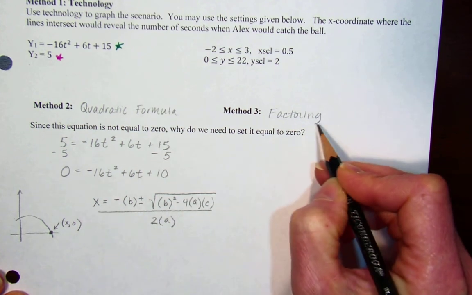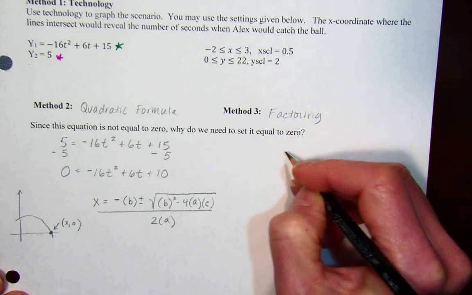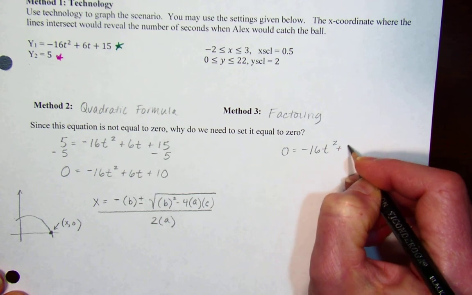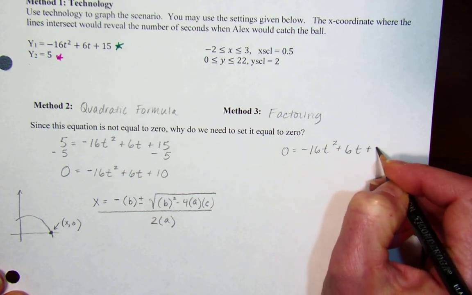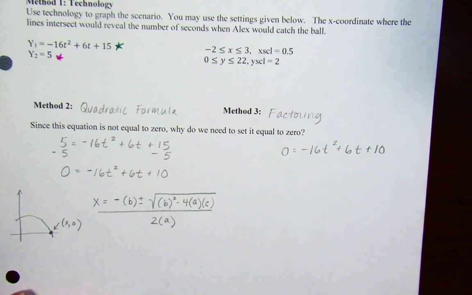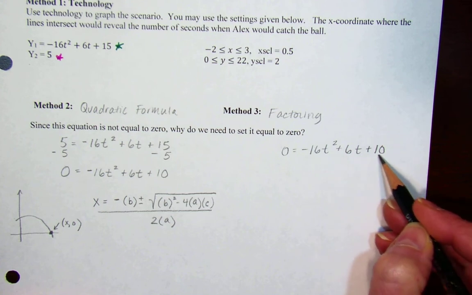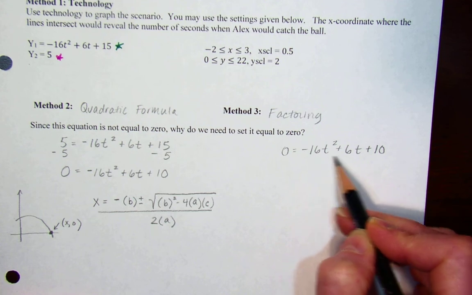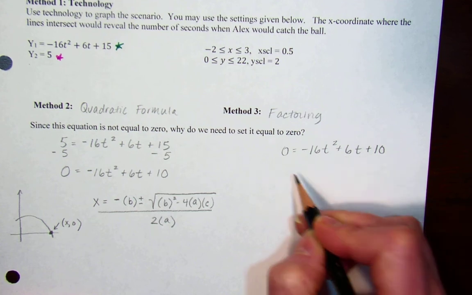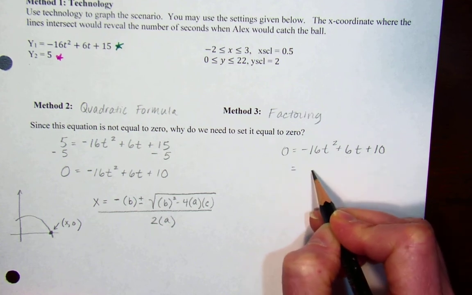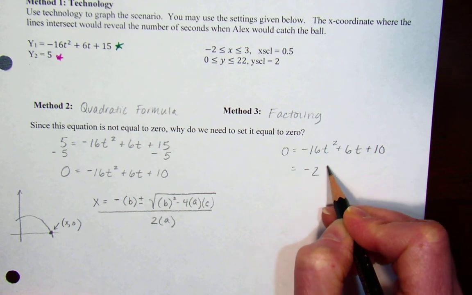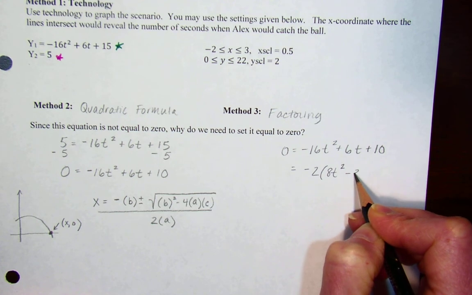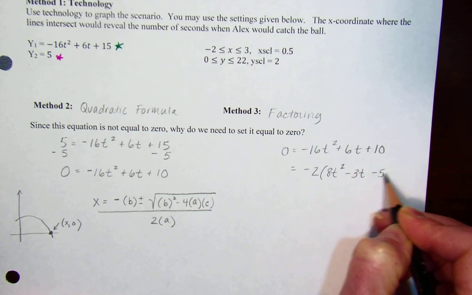For factoring, you would take the equation that is set equal to 0, again, because solutions, which come from factors, come from the x-intercepts, and you would ask yourself, is there a GCF? Yes, it's got to be negative. And what number divides evenly into negative 16 and 6 and 10? That would be negative 2. Dividing that out of each term, you would have 8t squared minus 3t minus 5.